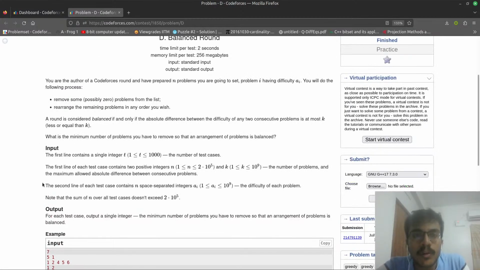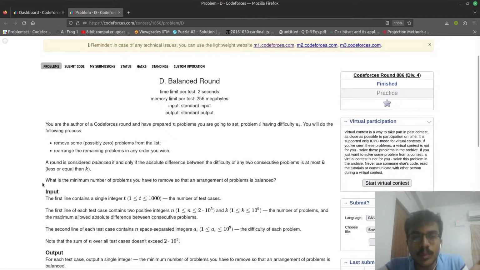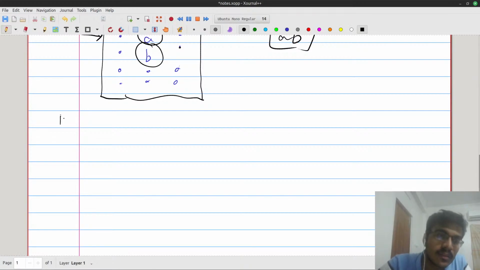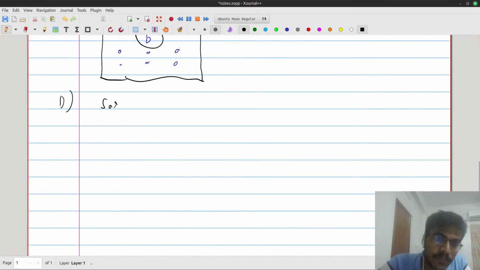Right. So problem D was essentially, I'll explain the problem. We are given a bunch of problems, and each of them has a difficulty. We can remove a bunch of problems and we can rearrange the problems, and we want to check if a round is balanced or not. And how can we do that? The first thing is we are allowed to rearrange the problems, so let's just sort the given array. Since we are given some array, first thing I'll do is sort the array, because we are allowed to rearrange the problems.